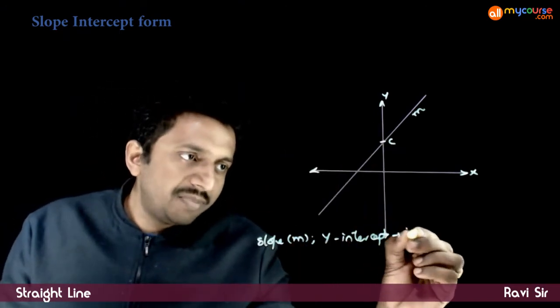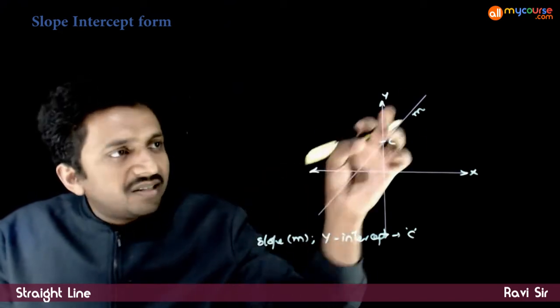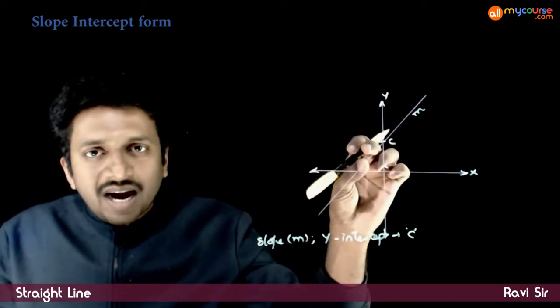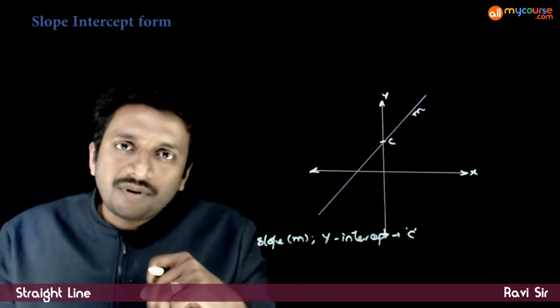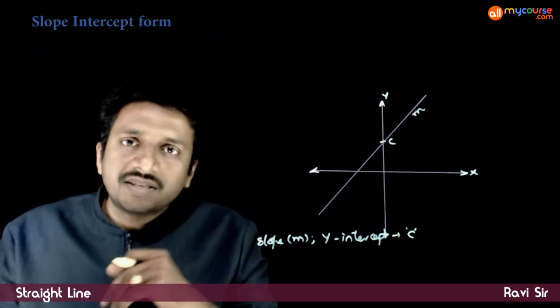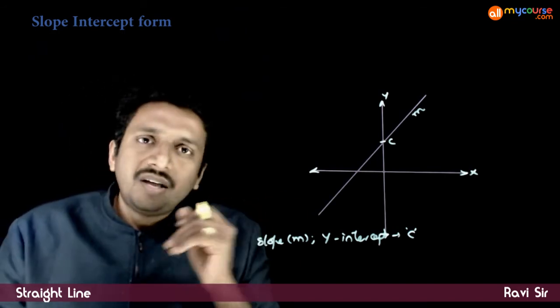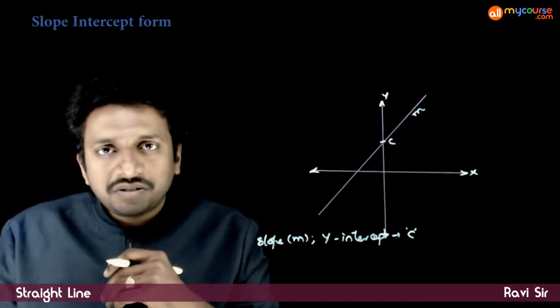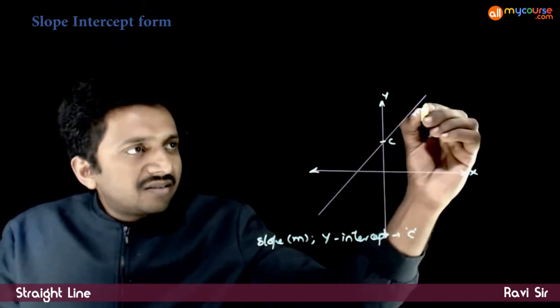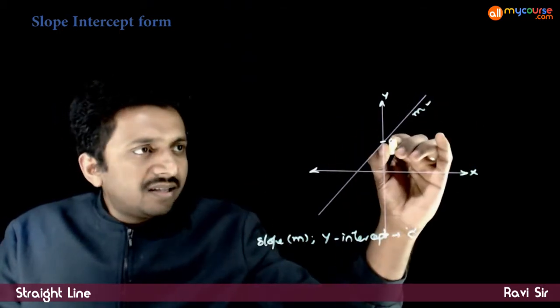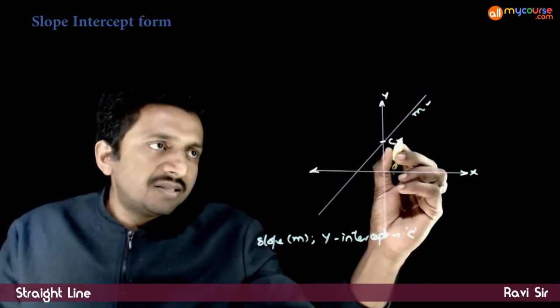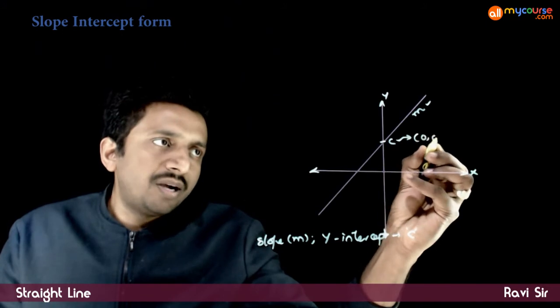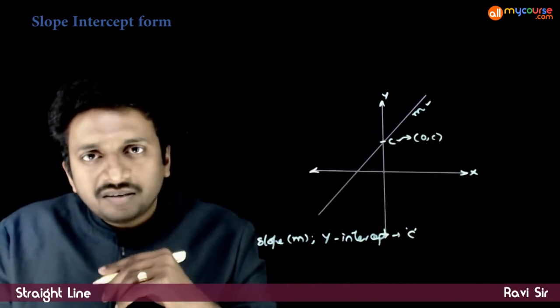So if the y-intercept is given as c, that means this line meets the y-axis at a distance of c units from origin, and the slope of this line is m. What is the equation of this line? Again, a very straightforward question. This is same as slope and y-intercept c means that the line passes through the point (0, c), right?